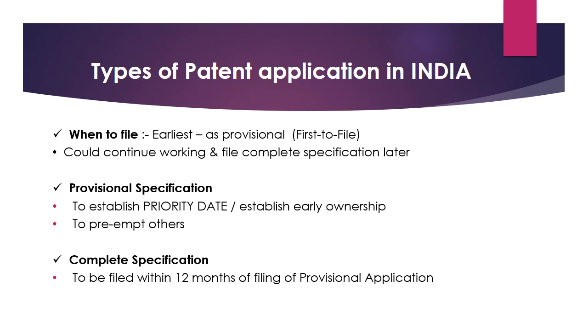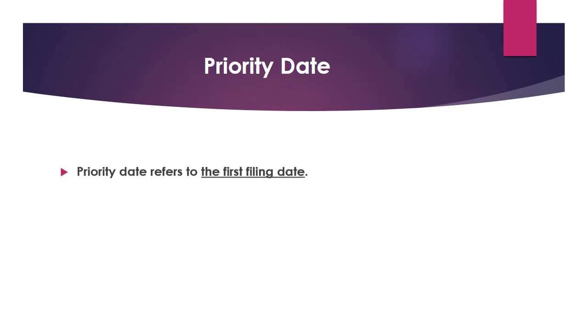So there are two types, and the provisional is for those who have not done their work, or who need time. But there is another mode, that is called complete specification. Suppose your invention is complete and you are ready to file. In that case, you can directly go for complete specification, and it will give you the filing date directly. In provisional specification, you only get the filing date, that is the priority date. I will tell you more about priority date. So in complete specification, you get the filing date as well as the priority date, but in provisional specification, you get the priority date.